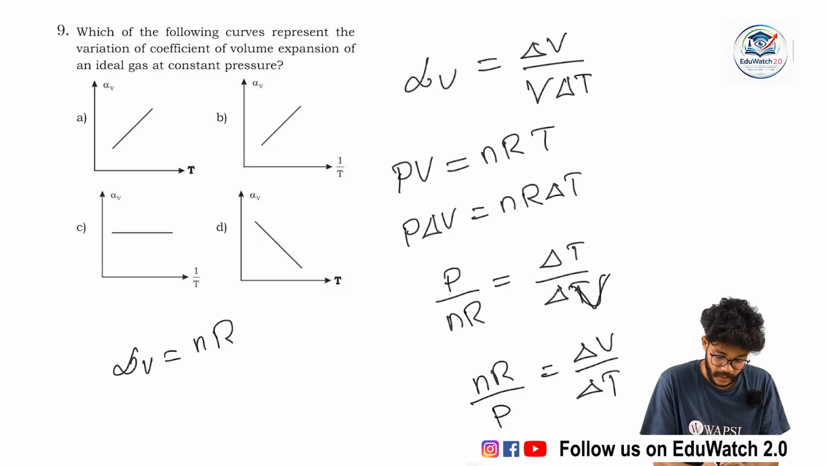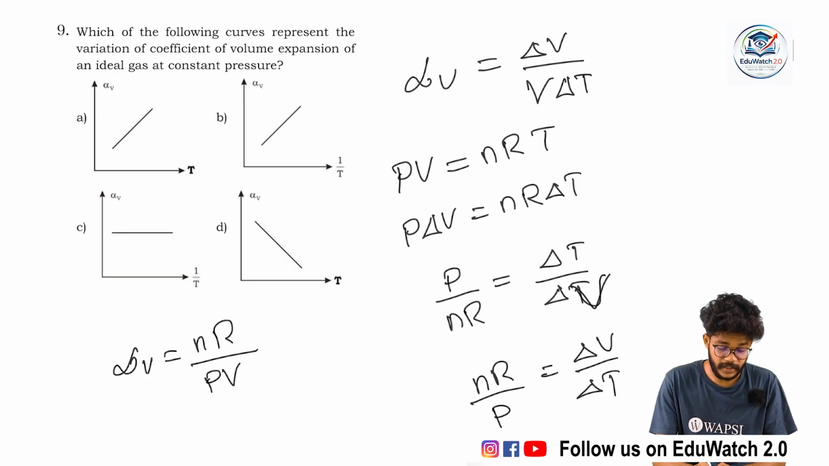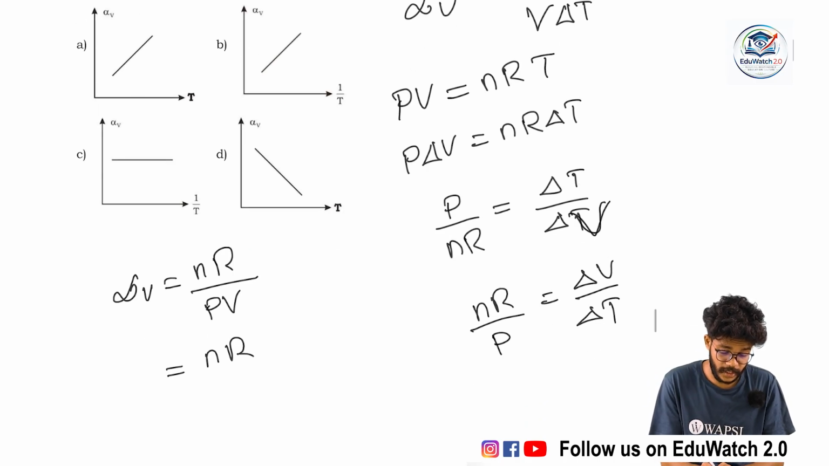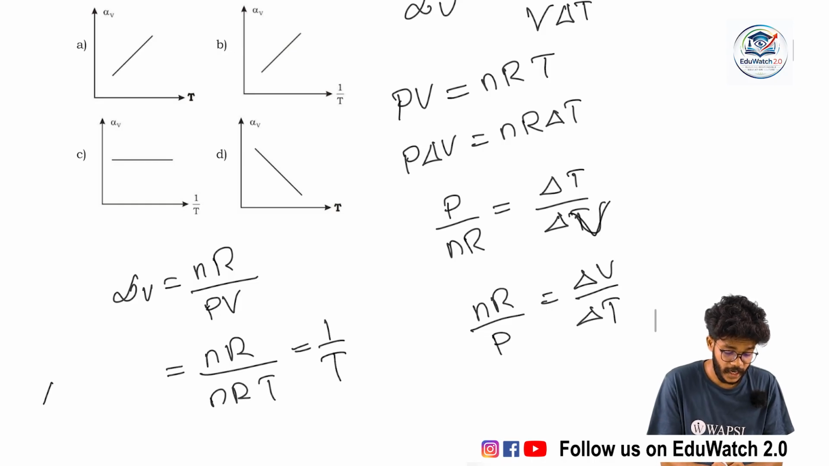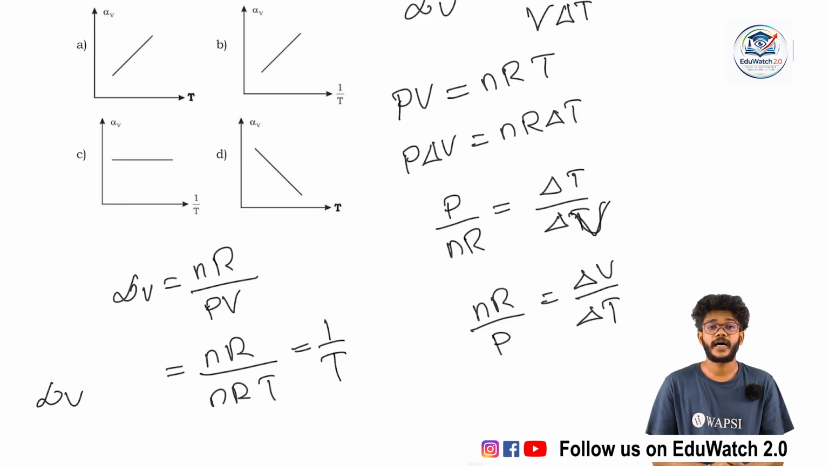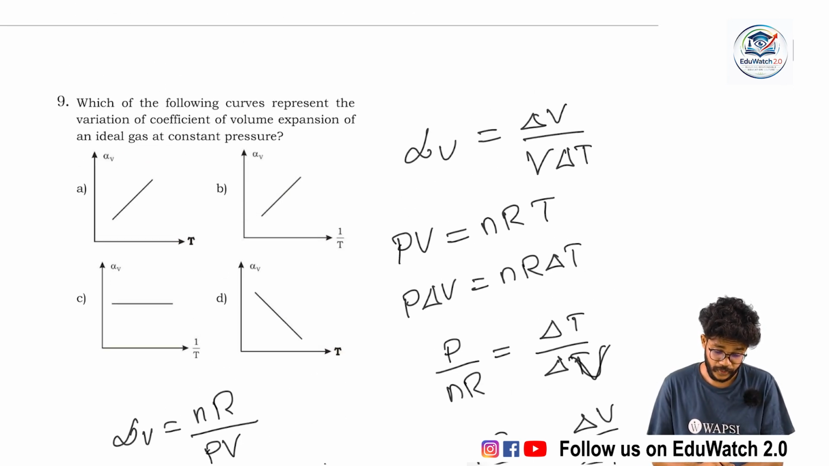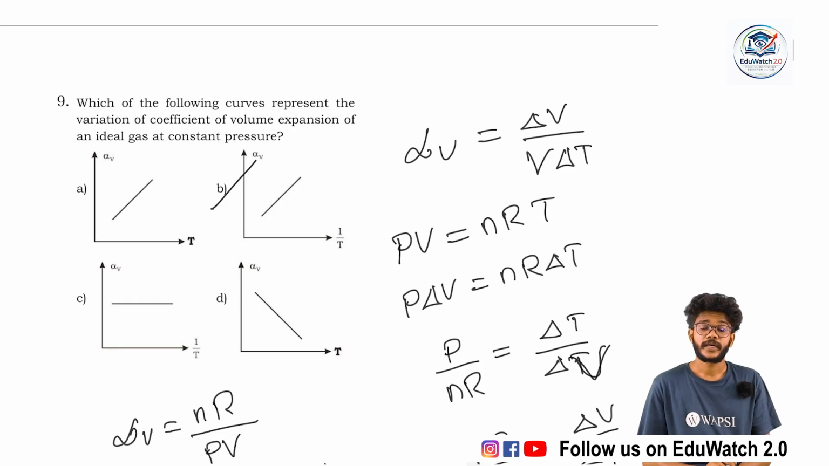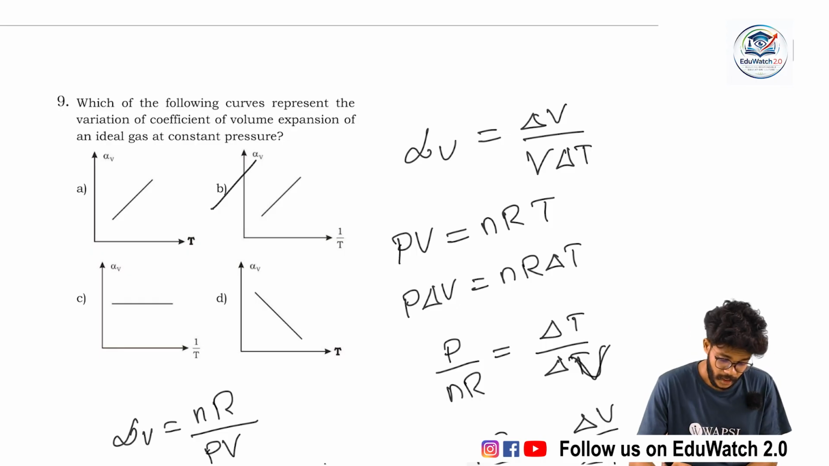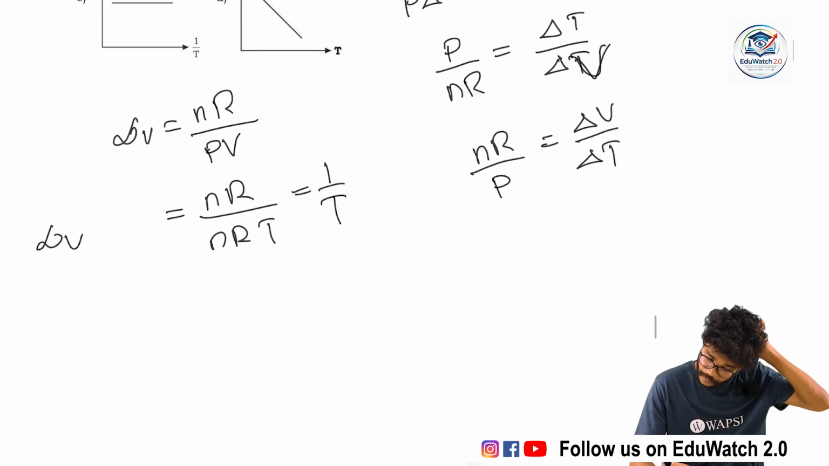So alpha V is equal to nR by PV. And PV is equal to nRT. So nR by nRT is equal to 1 by T. So alpha V is equal to 1 by T. Alpha V is directly proportional to 1 by T. So which is the correct option? Option B, directly proportional. Option B is the correct answer. Okay, so we can move to the next question.